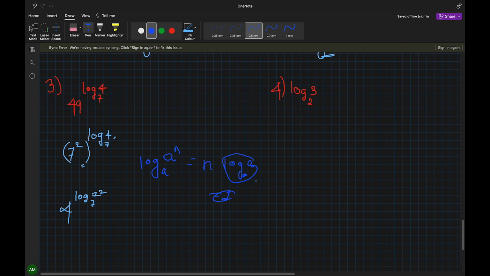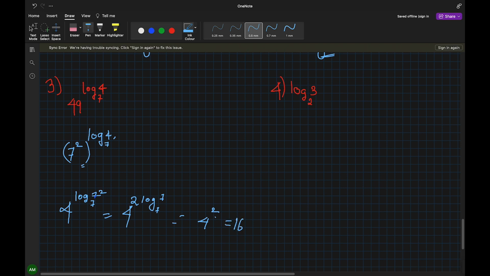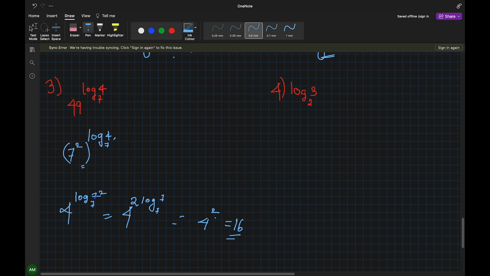So basically it is n. Clear? Basically what does it give? n. So this is 7 square, same, so I will just keep the 4. We'll write it like this: 2 log of 7 base 7, this is 1. So we'll get 4 square, which is 16. Clear?